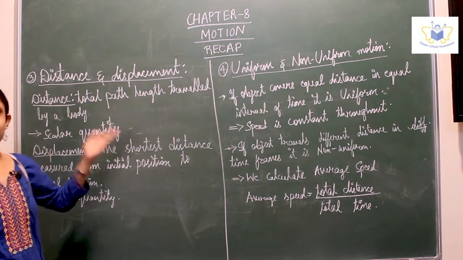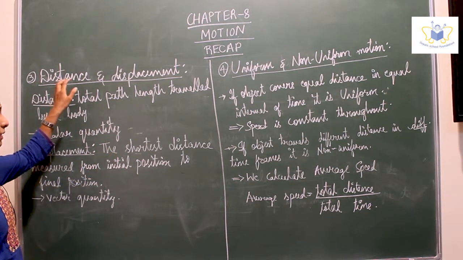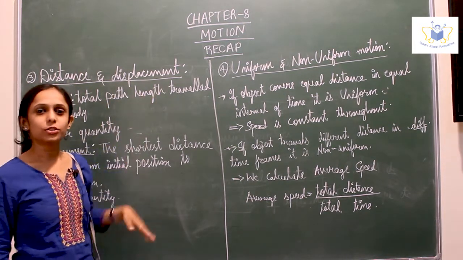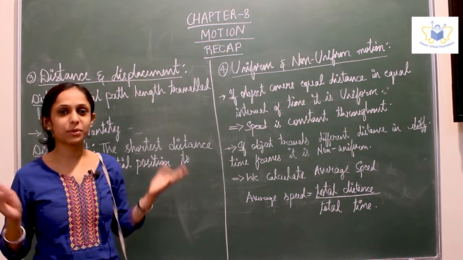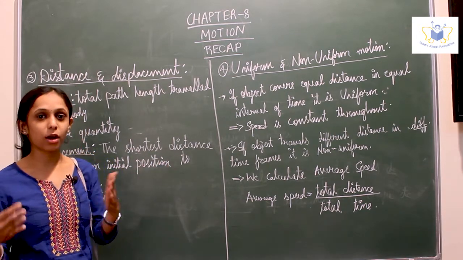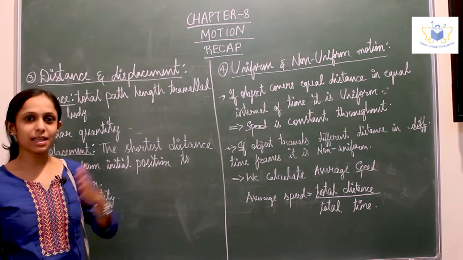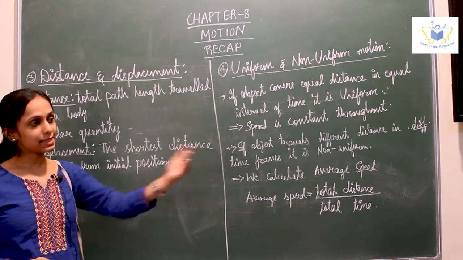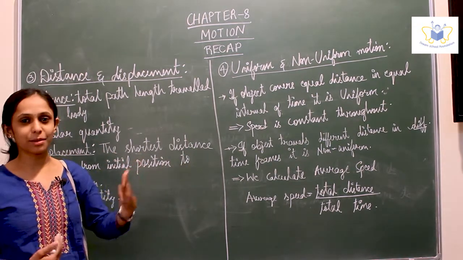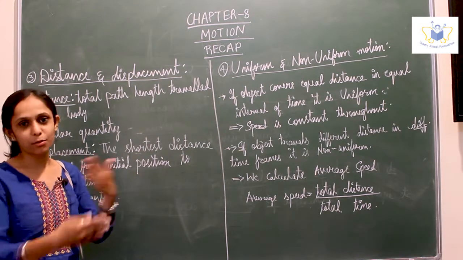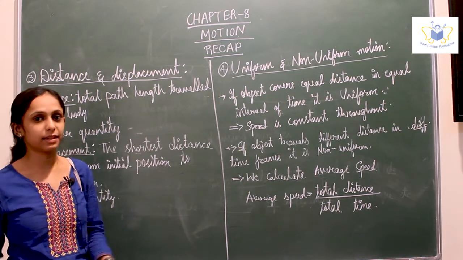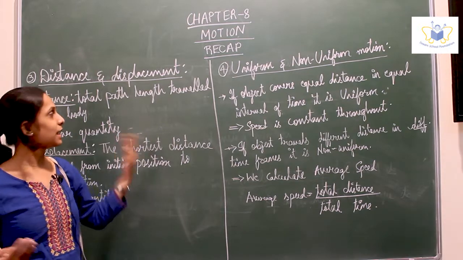Okay, so after scalar and vector quantities, we have distance and displacement. So basically, what is the difference between distance and displacement according to you? Just think, distance and displacement. What is it? Distance is how far you are from something. Displacement is movement of an object. So this is the basic difference. So let's go in depth.